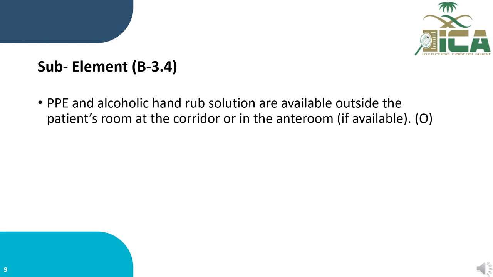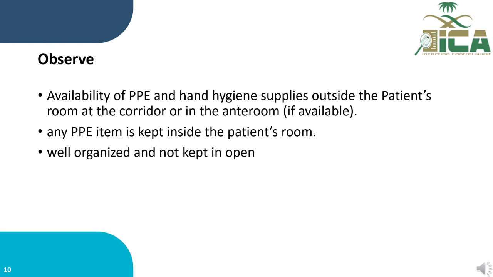Sub-element B3.4: personal protective equipment and alcohol hand rub solution are available outside the patient room at the corridor or in the anteroom if available. For this sub-element, we need observation so we can evaluate and audit it. You need to observe the availability of personal protective equipment and hand hygiene supplies outside the patient room. They should be kept outside the patient room in the corridor or in the anteroom if available. And you should observe if any personal protective equipment is kept inside the patient room. You can open the drawers and check if any item is kept inside.